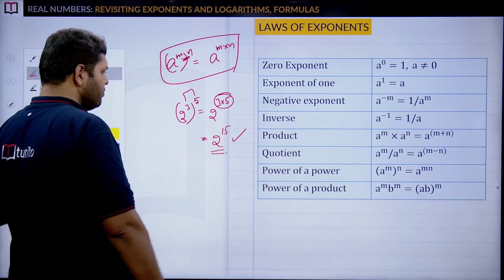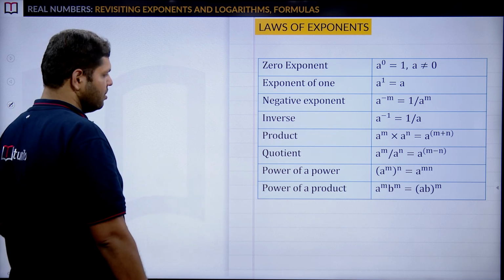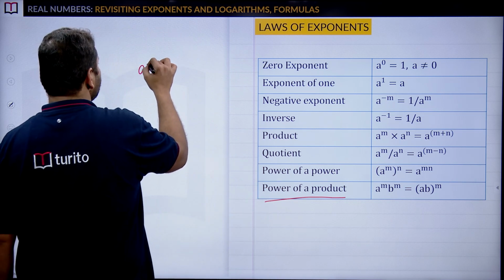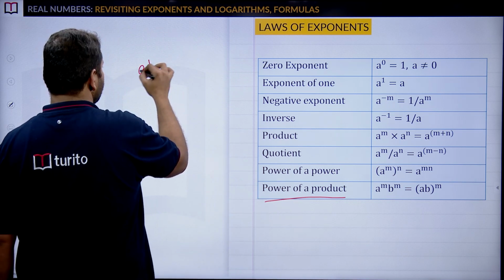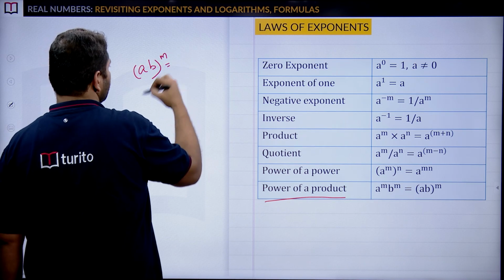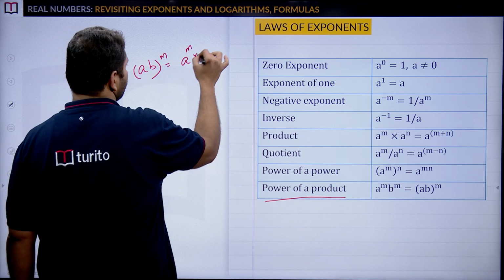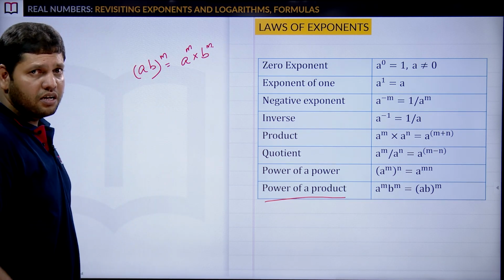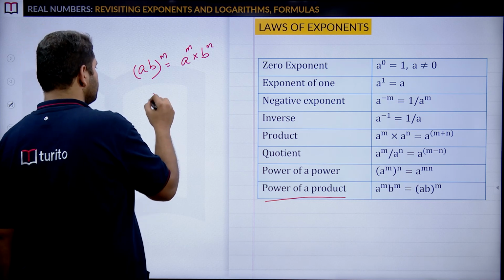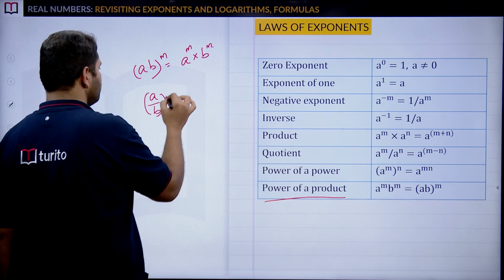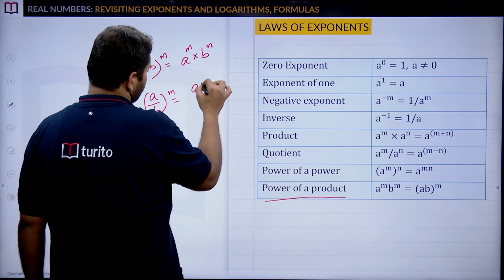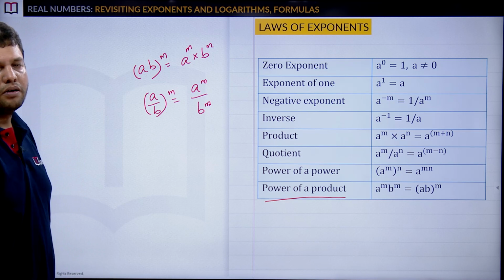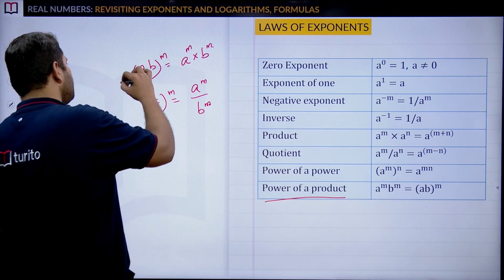Next one, power of product. This is very simple, children. a into b whole to the power of m. We can write this as a to the power of m into b to the power of m. It is under multiplication. The same formula we can apply for division also. We can write a by b whole to the power of m as a to the power of m by b to the power of m. So this is the same formula as under multiplication.